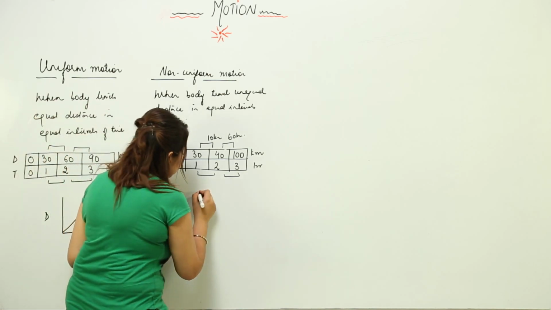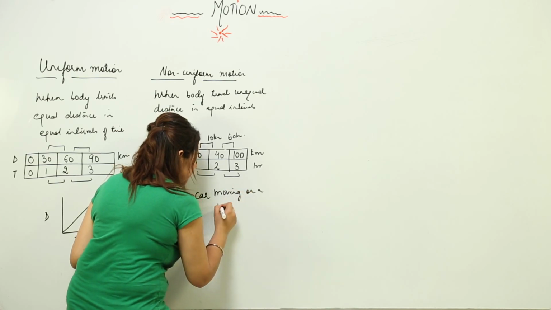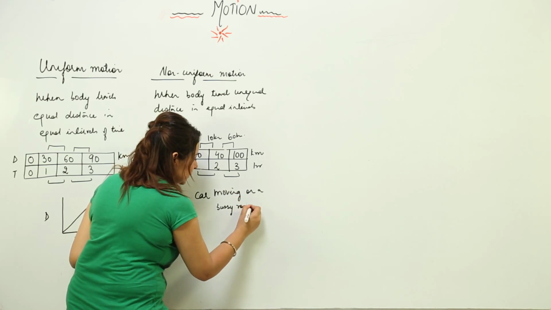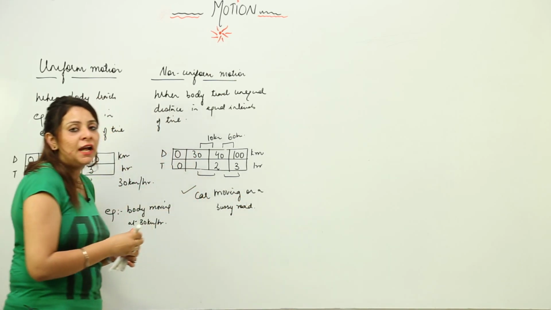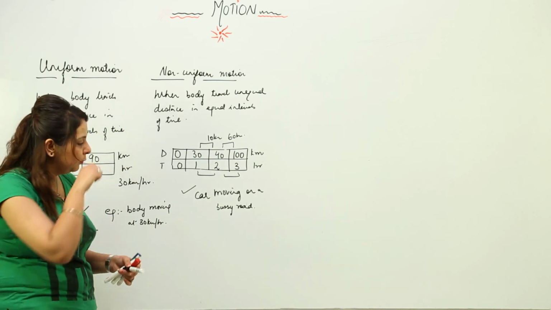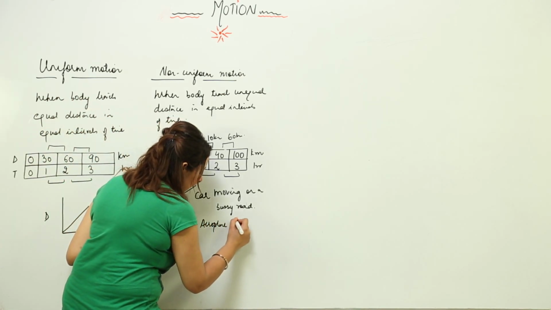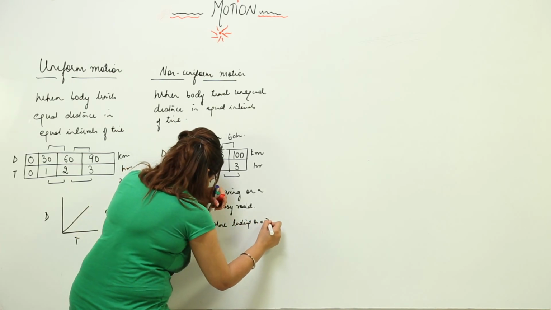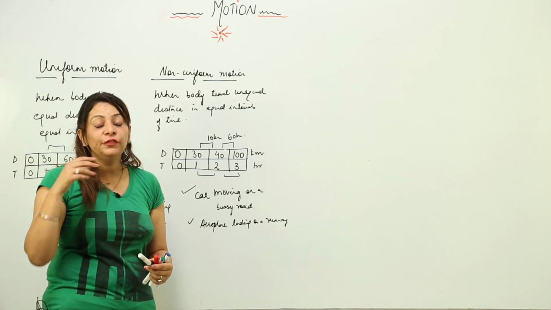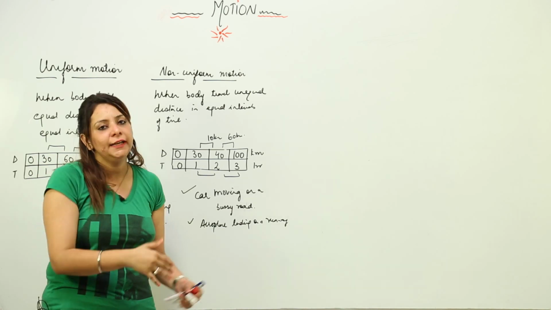For example, a car moving on a busy road. Suppose a lot of traffic is there, and sometimes the car just speeds up, and sometimes the car just stops. So that is the reason we can say that the body is moving with non-uniform motion. Likewise, another example: an aeroplane landing on a runway. When the aeroplane is in air, it has very high speed, but when it touches the ground, the speed gets lower, and finally it stops.